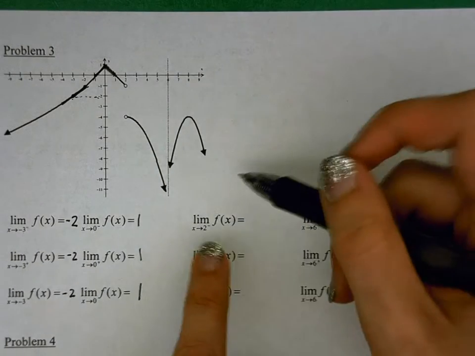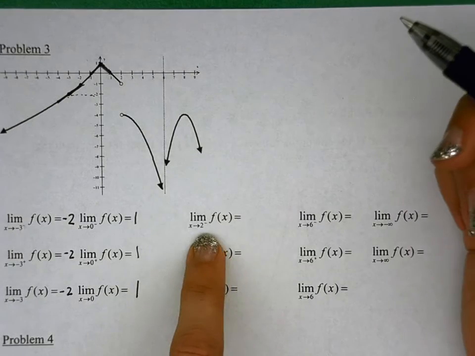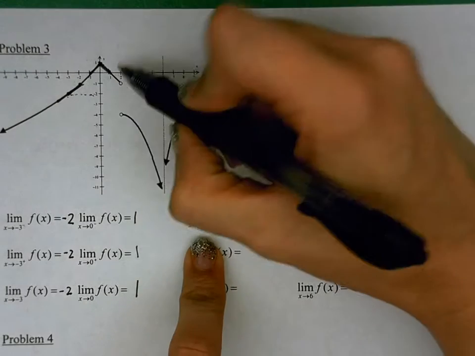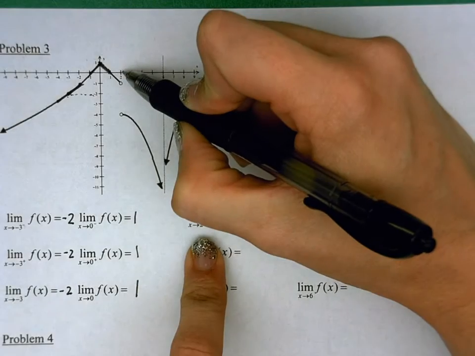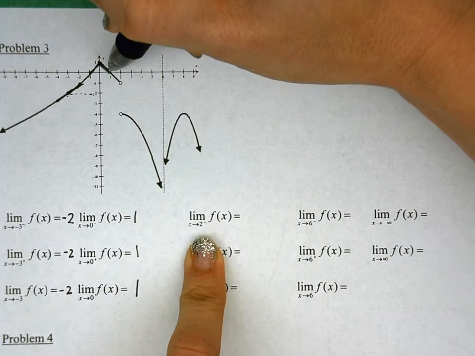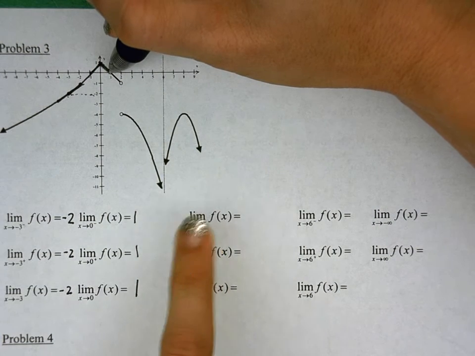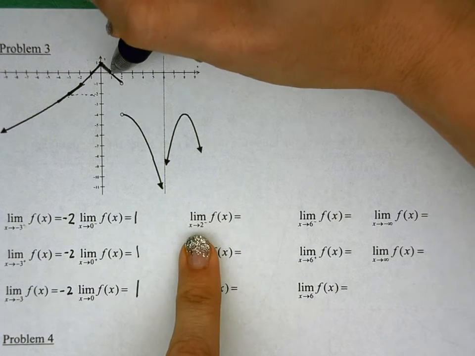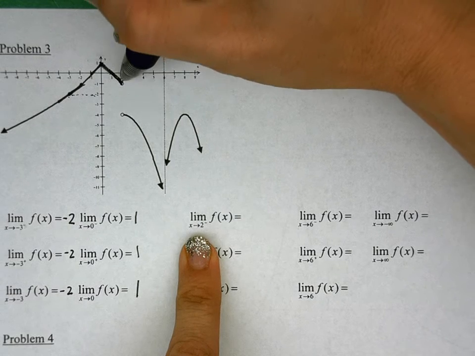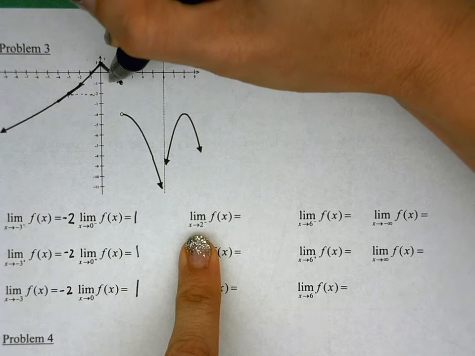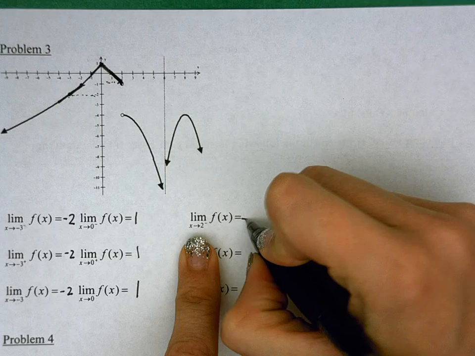Okay, so 2 from the left. So here's where 2 is. Left of 2 is at 1. So I'm going to start here, and I'm going to fly into 2. We're coming into 2, flying into 2 from the left. What y does it look like it's going to get to? Well, it looks like the y is going to be -1. That's my limit.